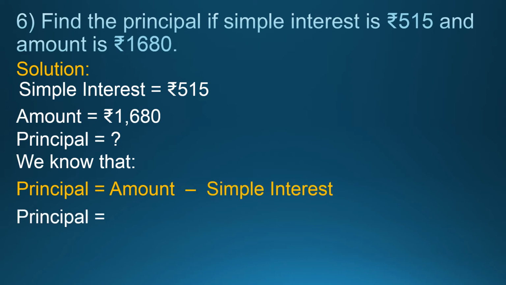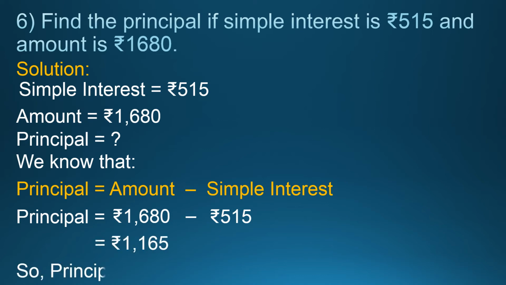Now put the value. Amount is equal to rupees 1680, so write down rupees 1680. Then write minus symbol as it is. And simple interest is equal to rupees 515, so write down rupees 515. Now do the subtraction. We get rupees 1165. So principal is equal to rupees 1165.